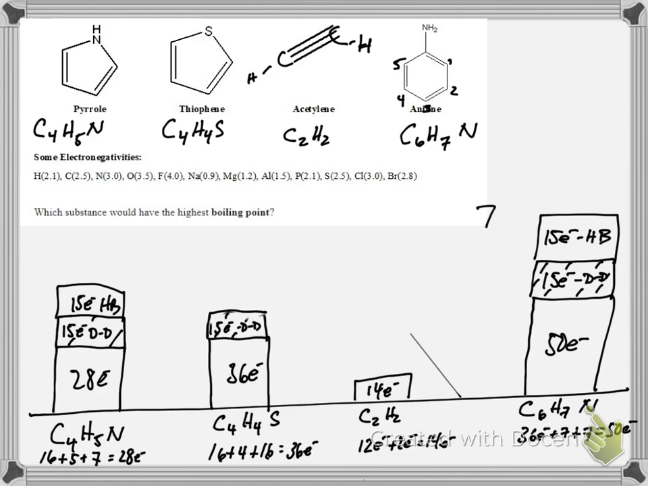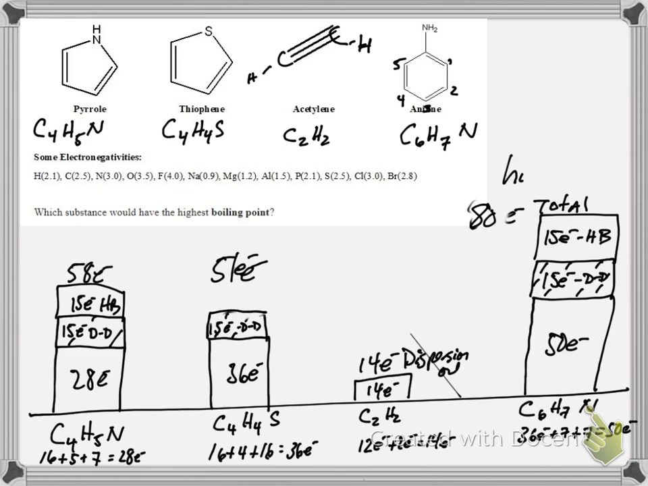Right, so when we look at this sum, we get a total of 80 electrons, right? 80 electrons for aniline in terms of equivalent electrons. 14 electrons, just dispersion only for C2H2. Okay. Here we have 51 electrons. Thiophene. And here we have 58 electrons for pyrrole.